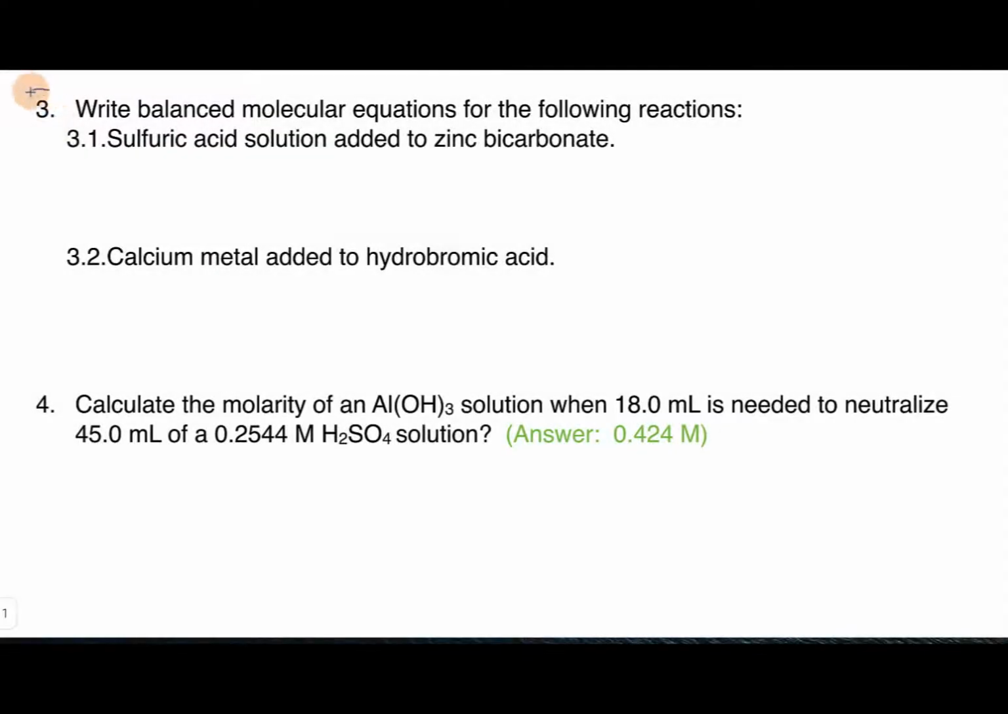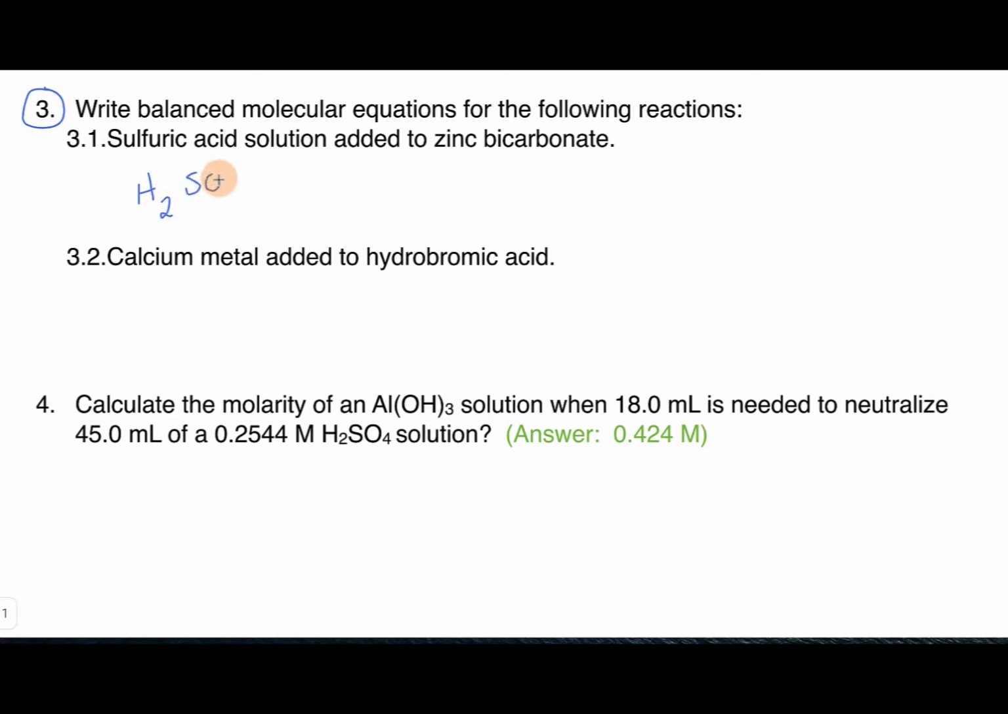So in this video, I want to work through problem number 3 here, and it illustrates some of the reactions that we learned about in chapter 4 between acids and other reagents. Remember on the test, I'll give you the formula here, but what you want to do is to complete the reaction and then also balance the reaction.